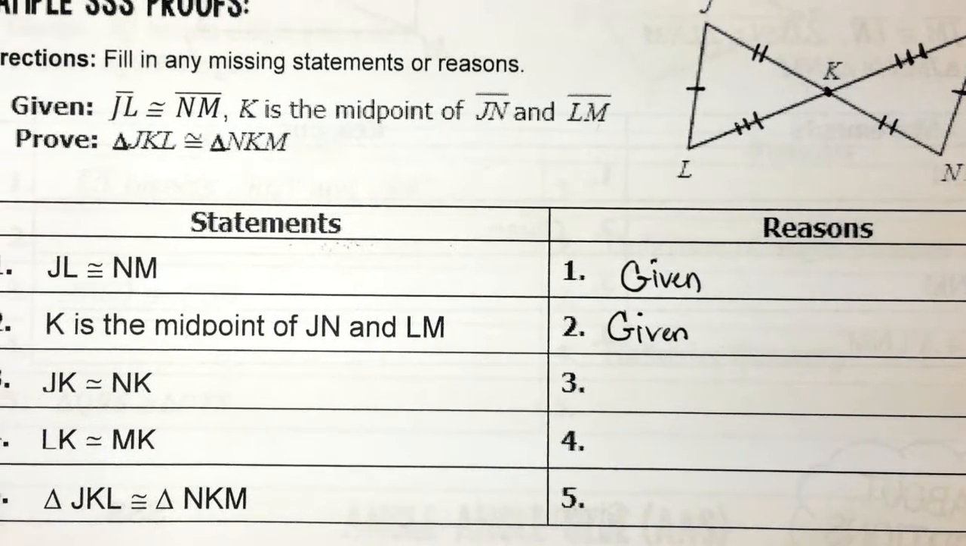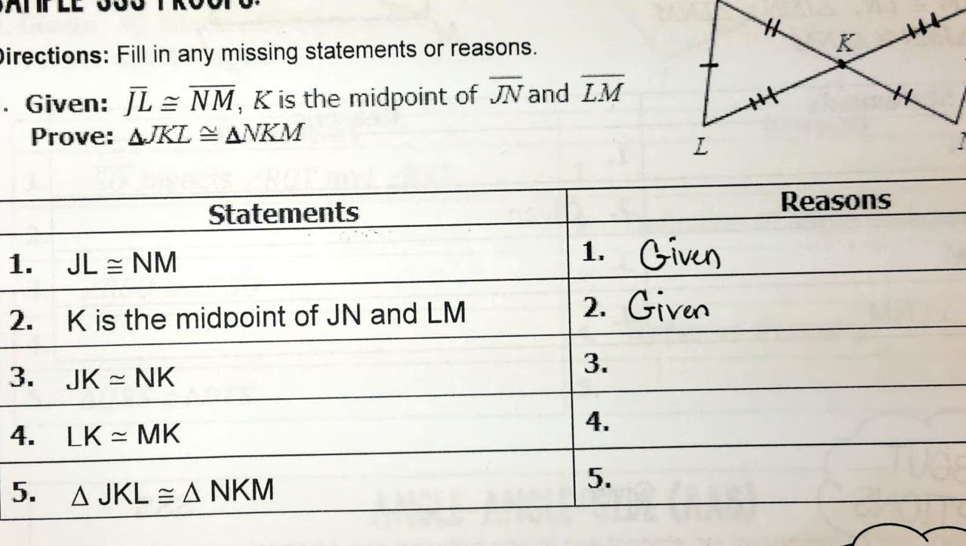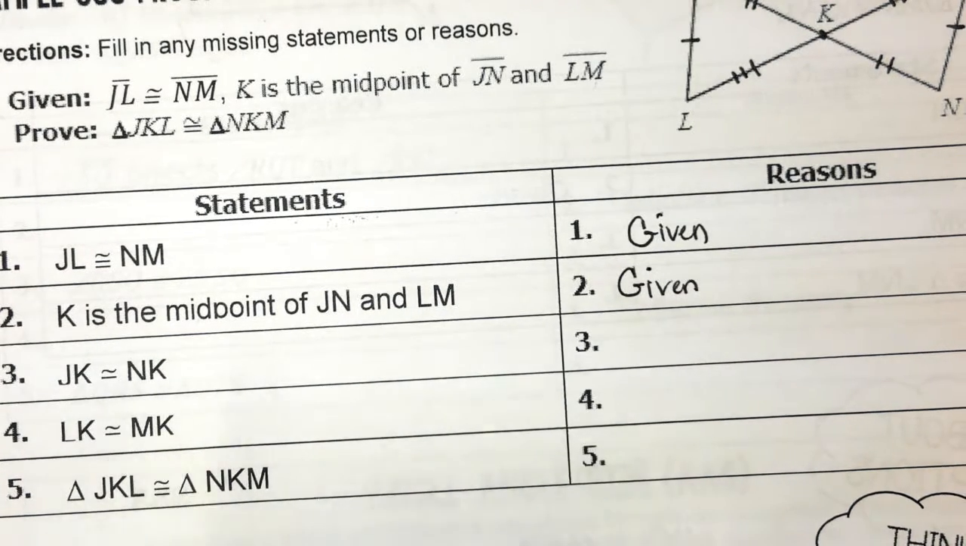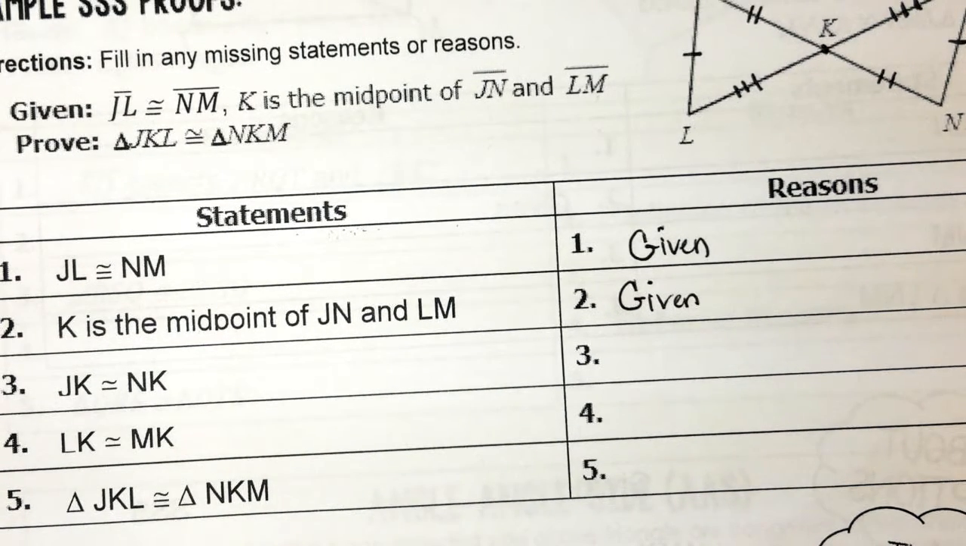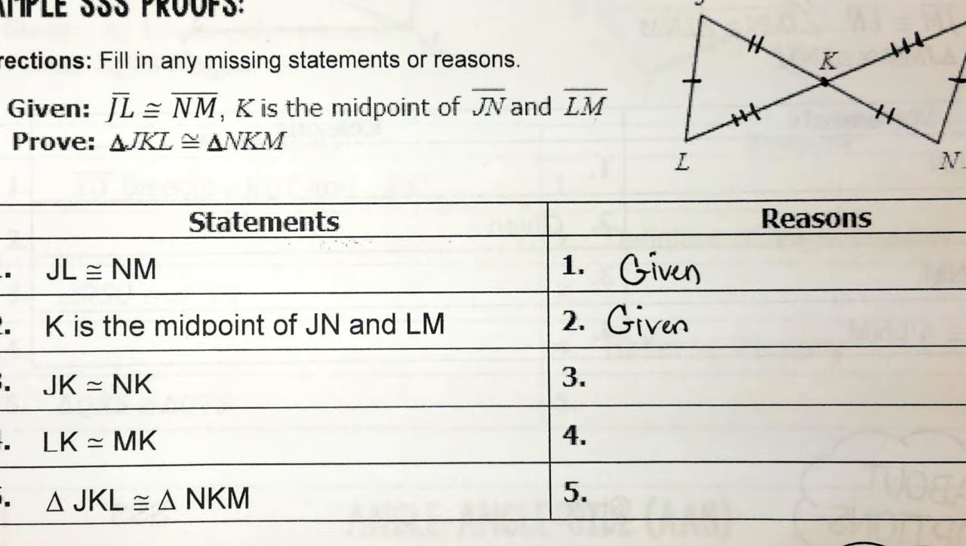Alright, next line is where we're going to have to start making decisions. That's all my given information if you look at the top. Next line says JK is congruent to NK. Kind of cut off the bottom of the congruent symbol, but that's what it's showing you. JK is congruent to NK. I need a good reason for that. Now this is when you want to look at your reasons reference sheet. It says reason sides are congruent.